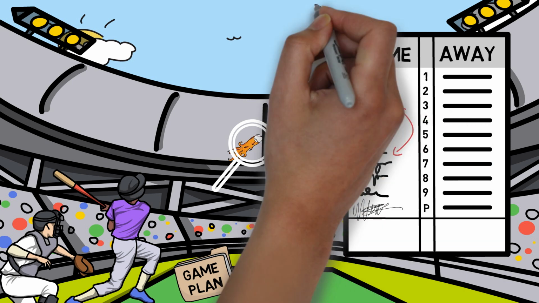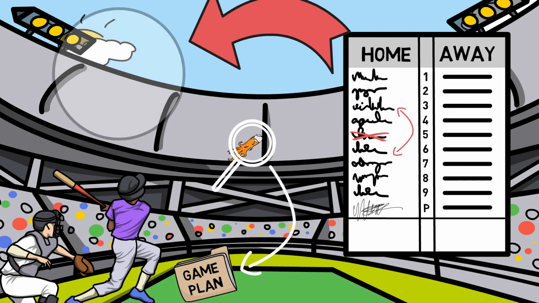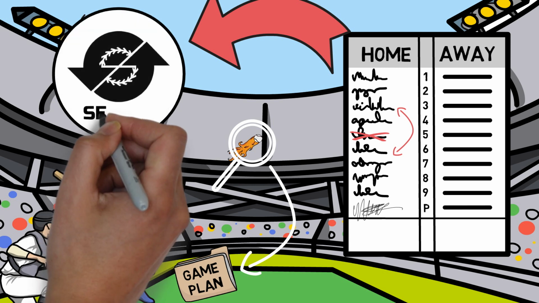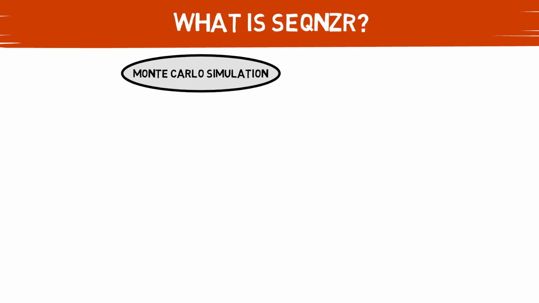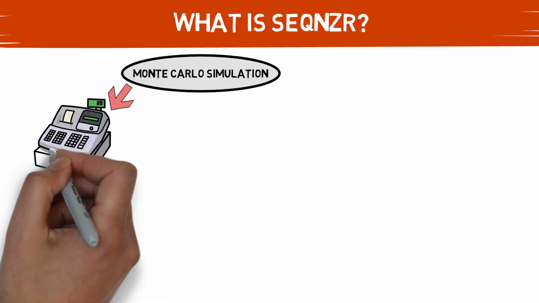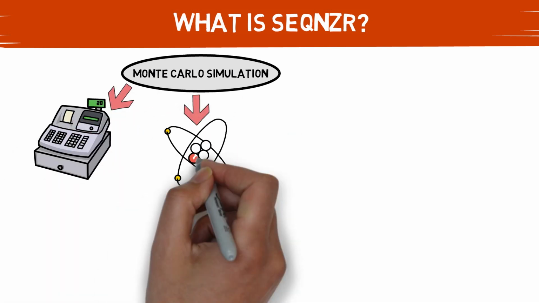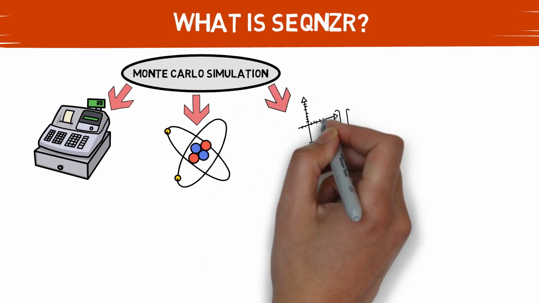But now, there's a tool out there looking to bring that reliable information to coaches at all levels, and it's called Seqnzr. In order to understand how you can use Seqnzr, we first need to cover what it is. Seqnzr is a Monte Carlo simulation that is incredibly common across a wide range of industries, from finance to nuclear physics and even the MLB.